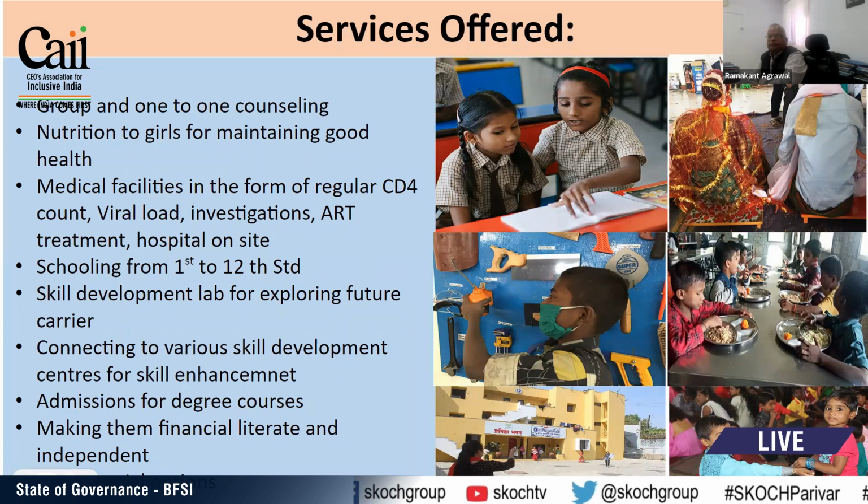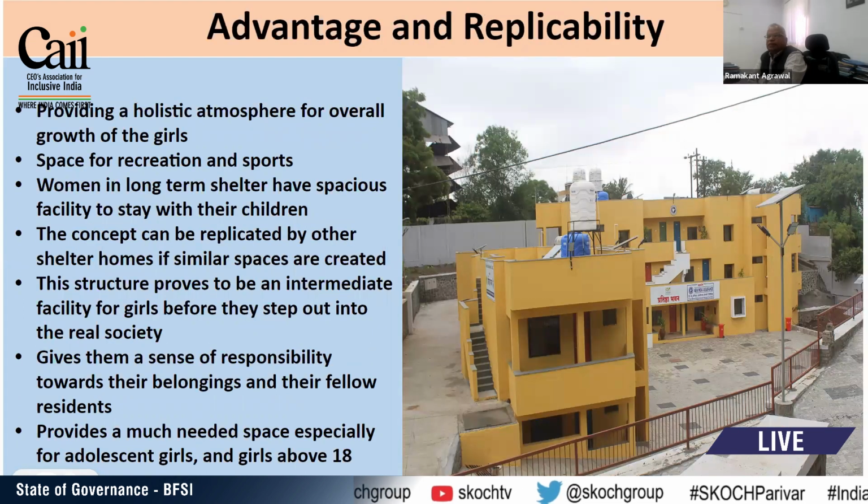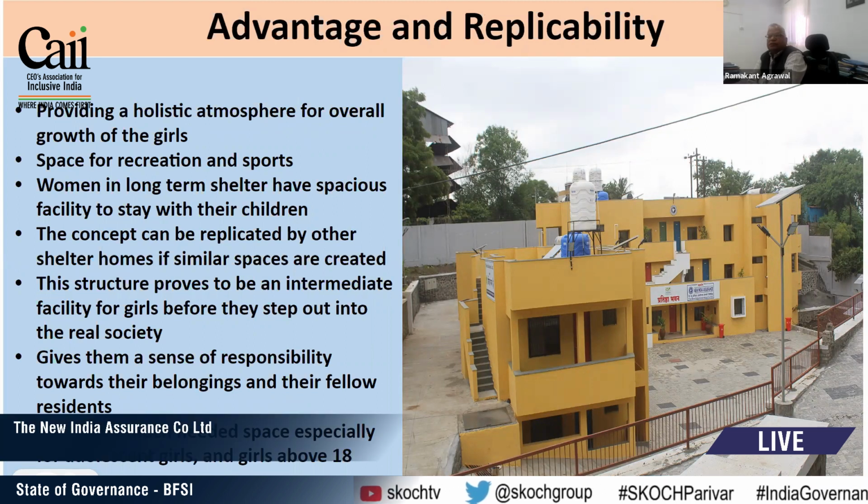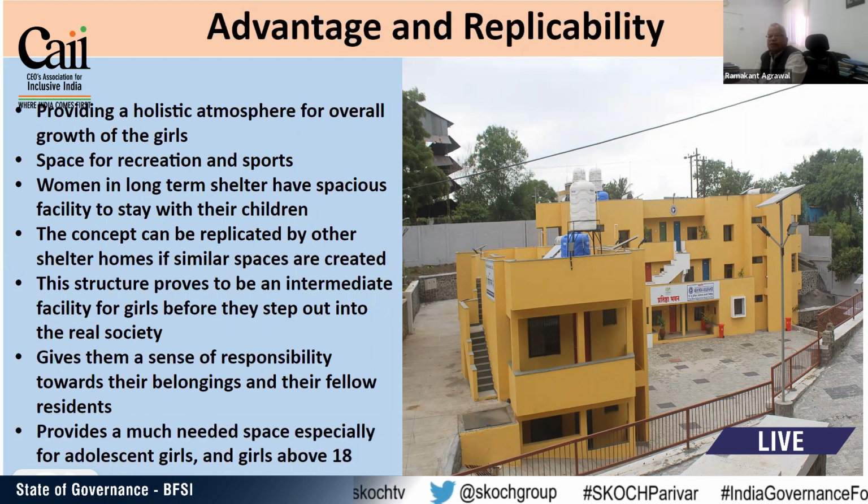Advantage and replicability. Providing a holistic atmosphere for the overall growth of the girls, with space for recreation and sports. Women in long-term shelter have a spacious facility to stay with their children. The concept can be replicated by other shelter homes if similar spaces are created. This structure proves to be an intermediate facility for girls before they step out into the real society, gives them a sense of responsibility towards their belongings and their fellow residents, and provides a much needed space, especially for adults and girls above 18 years.